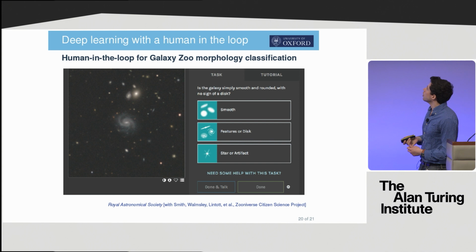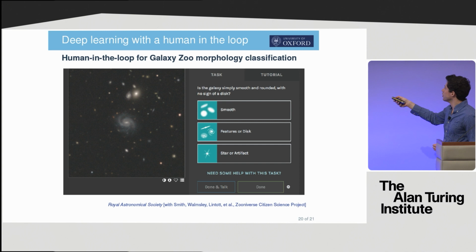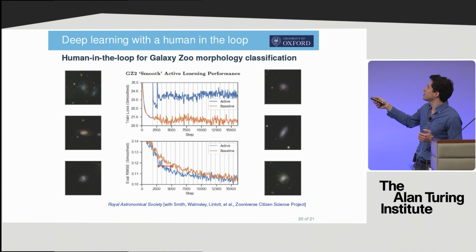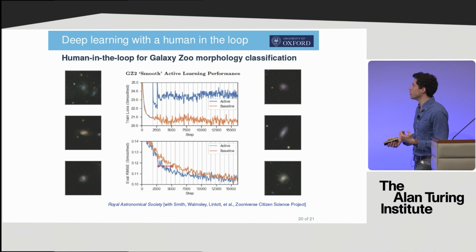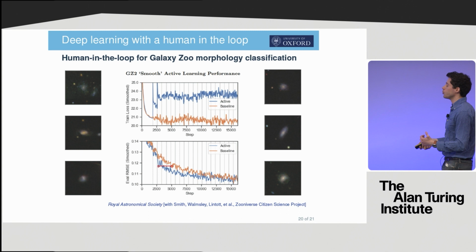This was published at the Royal Astronomical Society a few years ago, together with Louis Smith, Mike Walmsley, and Chris Lintott from the Zooniverse Citizen Science Project. And it turns out that we can actually get massive gains in volunteer resources. We need to get much fewer volunteers to label data if we only ask them to label where the model thinks it might be mistaken.